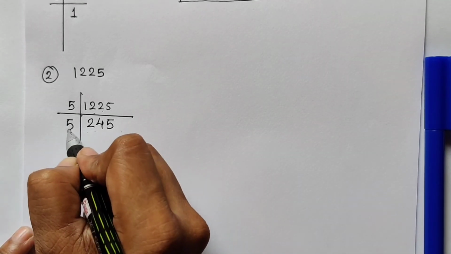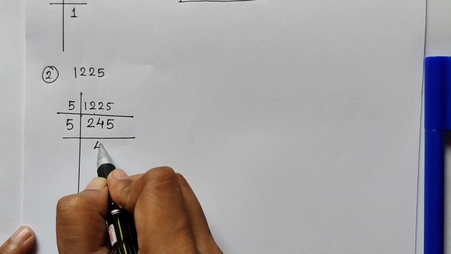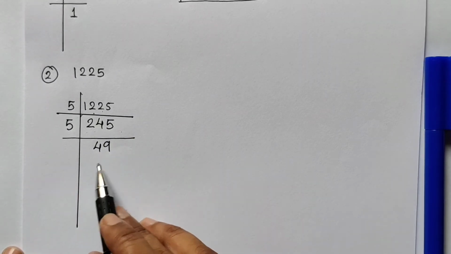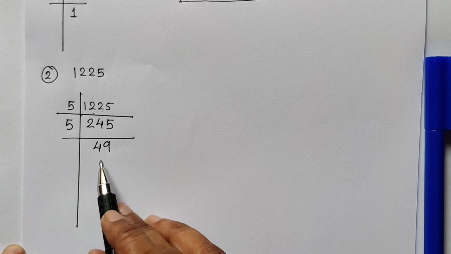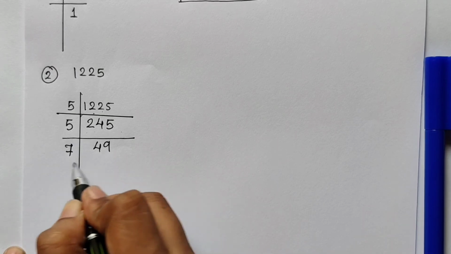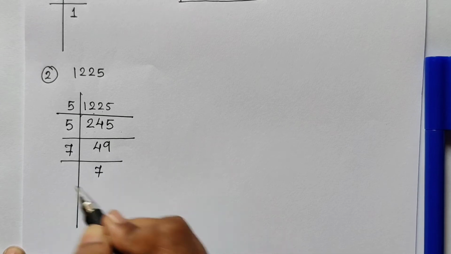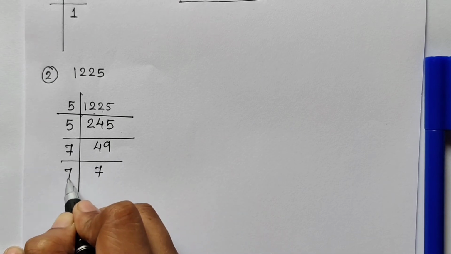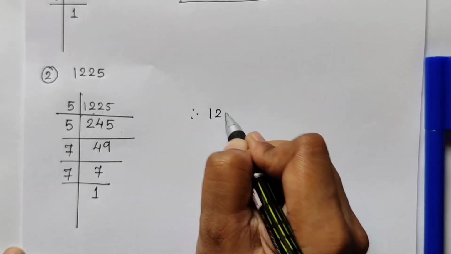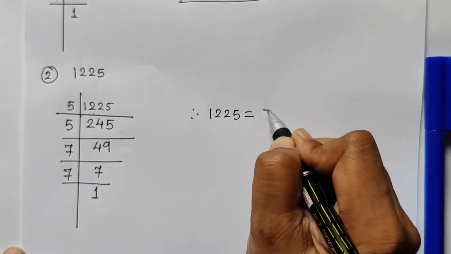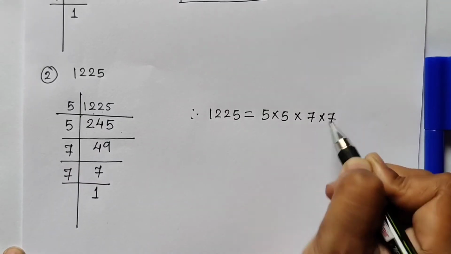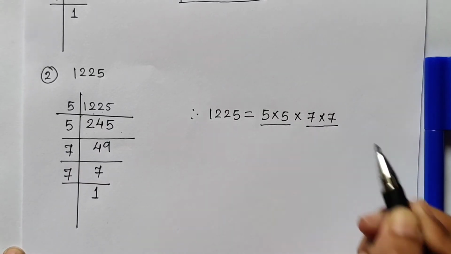Now again we can divide it by 5. 5 4s are 20, 5 9s are 45. Now 49, from 49 only we can get the idea by which number it will be divisible. It is divisible by 7. 7 7s are 49. Then 7 is divisible by 7. 7 1s are 7. So in this way 1225's factors are 5 into 5 into 7 into 7. So we are getting pair of these same numbers 2 times.